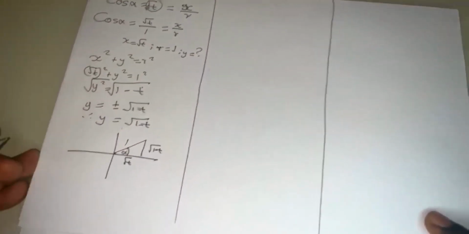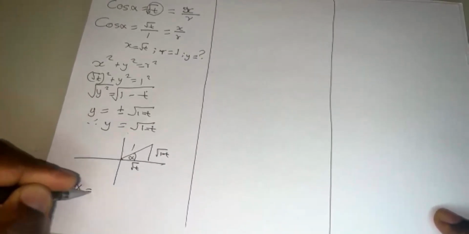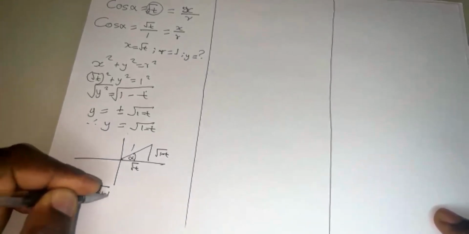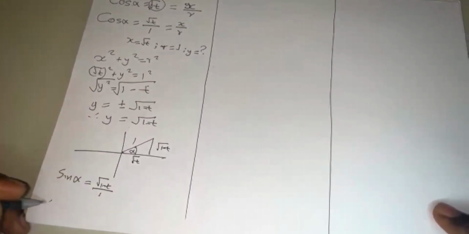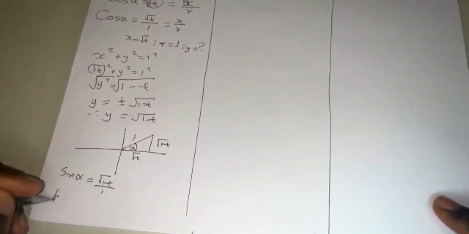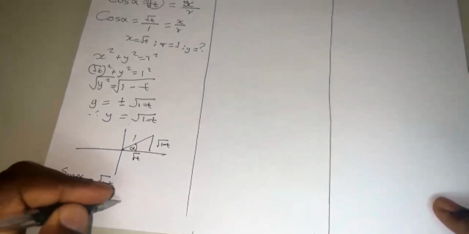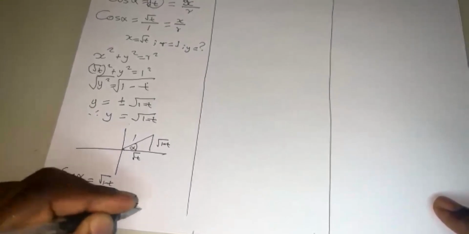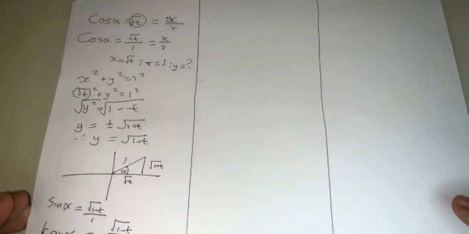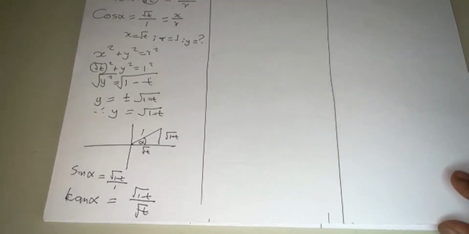So for further information, if we have sine alpha, which will be equal to y over r, which is root of 1 minus t over 1. And then if we have, for example, tan alpha, which will be equal to root of 1 minus t over root of t. So these will be the values of these trig ratios. And you must do this sample after every working.